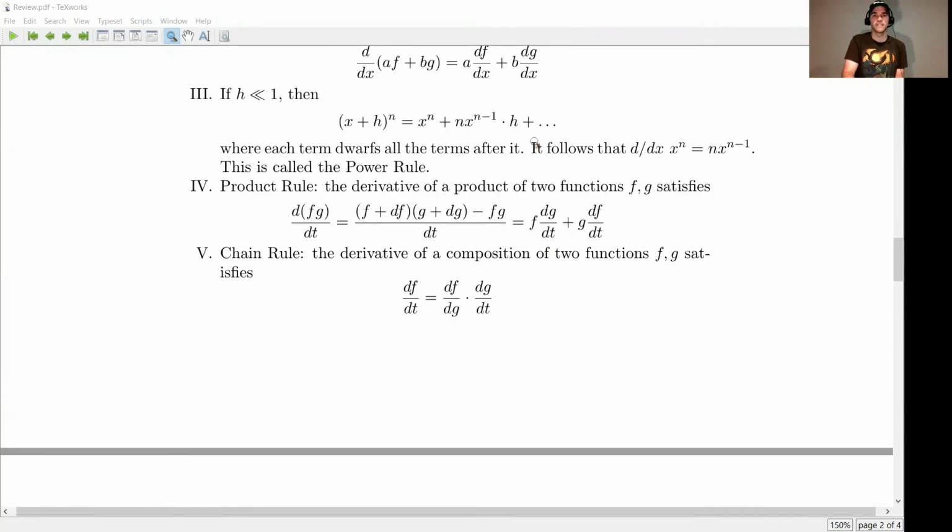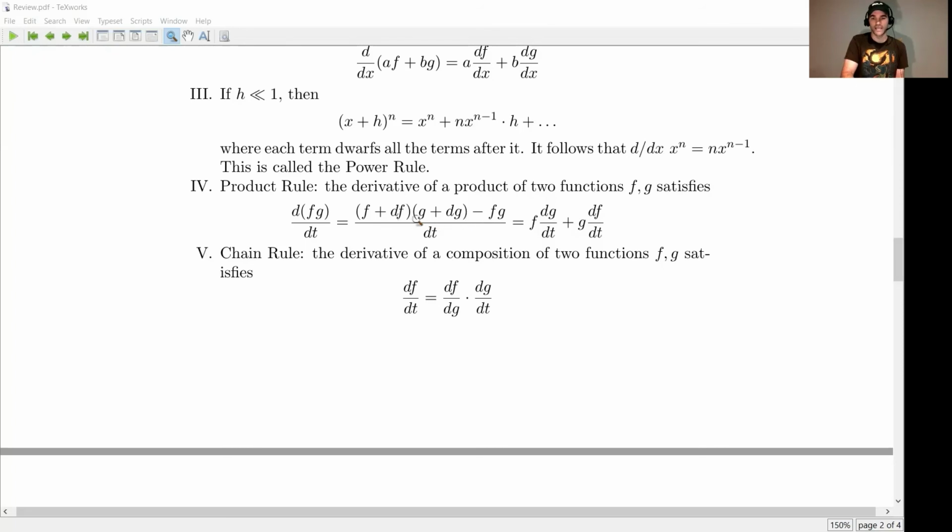We have a couple rules on how to take derivatives of combinations of functions that we already know how to take derivatives of. So the product rule is how to take derivatives of products. If you look at the differential of a product, it's going to be f becomes f plus df. So changing f by a small amount, df becomes f plus df, and g becomes g plus dg. And then you take their product and subtract off the original product, fg, and divide by the small change in t. We expand this out, and you get fg, and then minus fg, that cancels out. Then you have f times dg, and df times g.